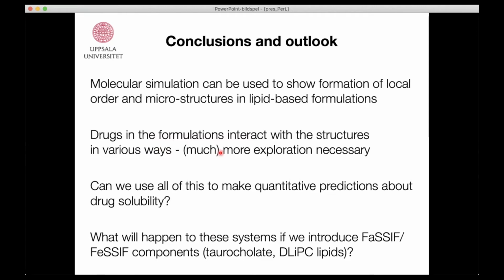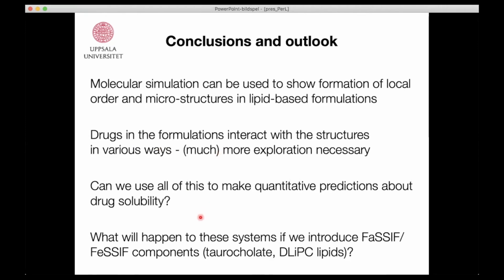And we also need to think about essentially concrete measures, numbers that we can put on this, instead of, as I have done now, showing images of how it looks in the simulation. And the question still stands if we can use all of this to make any quantitative predictions about what the solubility of a particular drug will be in a particular lipid-based formulation.